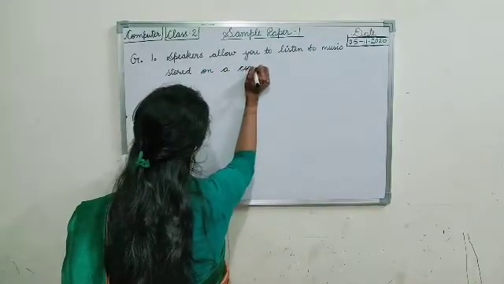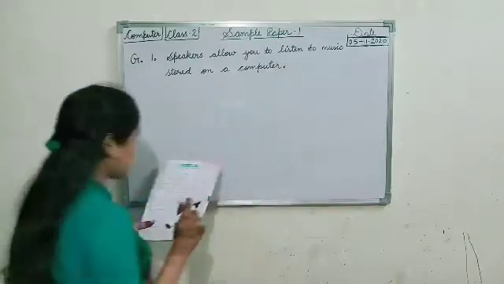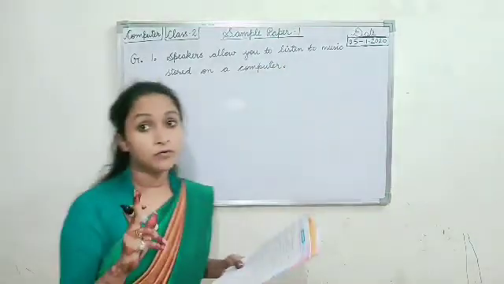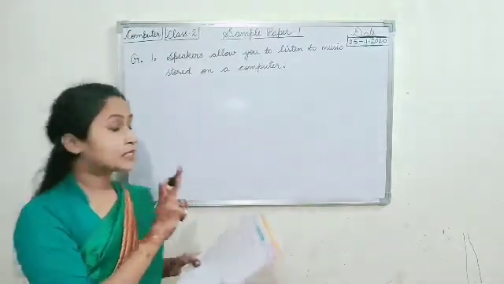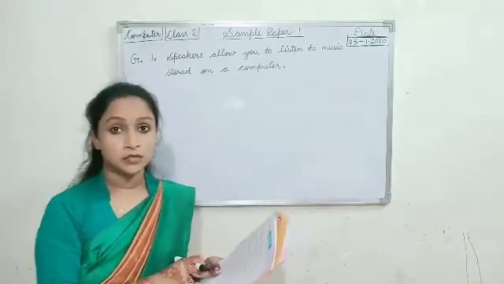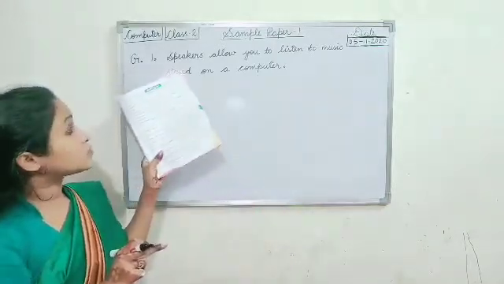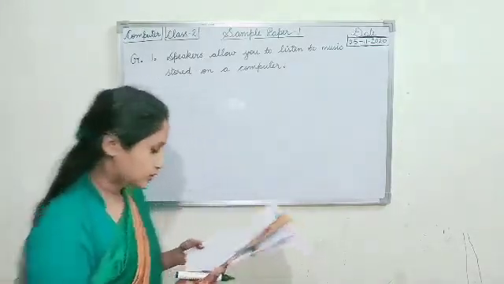Okay, you have to write like this in your book because it is answer the following. Here it is not given answer in one word. You don't have to write in one word. You have to write the full sentence. Okay, whole sentence you have to write in your book because it is answer the following questions. So you have to write like this. Speakers allow you to listen to music stored on a computer.